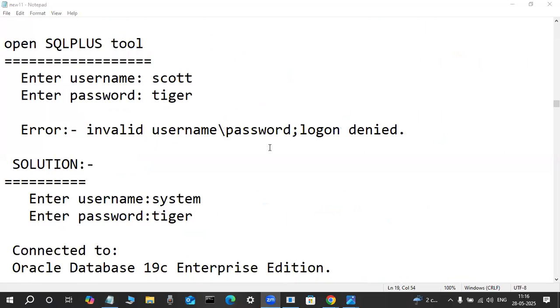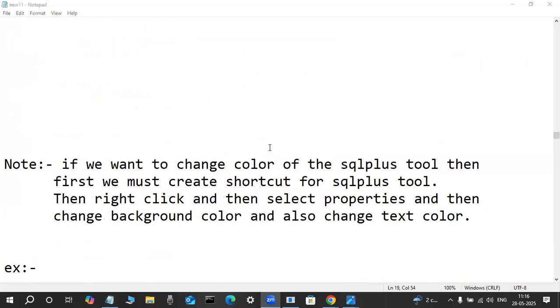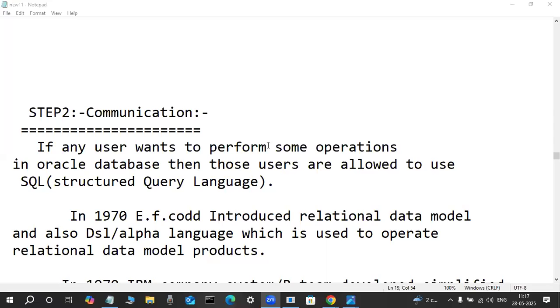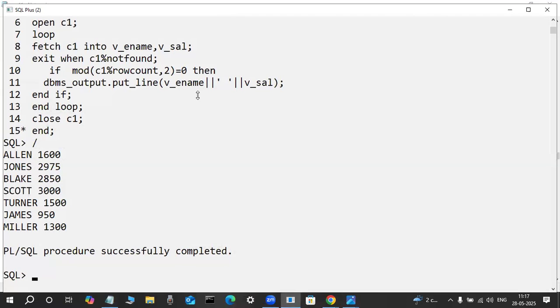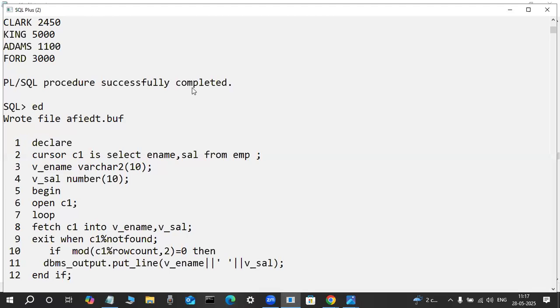Now check it out. Observe here. Have all of you installed the Oracle software or not? Yes. Now concentrate here. What does communication mean? Suppose you are also installing the Oracle software. Now in this Oracle software, automatically one container database is created and also one tool is created, the SQL Plus tool. Now, through this tool, we operate on the data in an Oracle database.